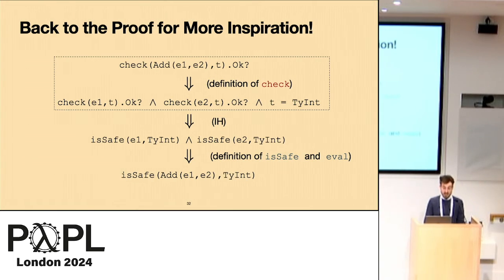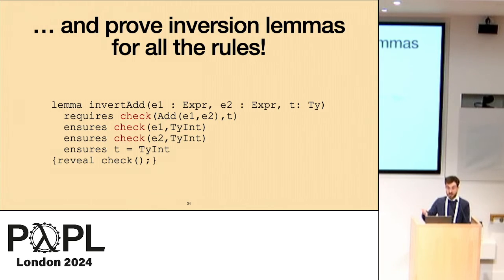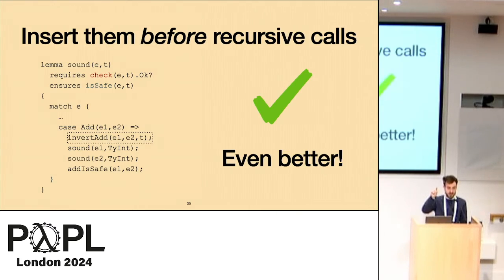We can play the same game again and notice that the only thing we need to know about the check function to make this case of the proof work is that if an add checks against t, then E1 checks against the type, E2 checks against the type, and the type is equal to int. And so we can play the same game again by making the check function, the type checker itself, opaque, and then proving these inversion lemmas, basically, for all of the rules in the type system. In a nice little twist of fate, all of these inversion principles are automatically provable. You don't have to write any assertions for any of them. And then you take these inversion lemmas, you insert them before the recursive calls, and you get even better proof stability behavior out of this.